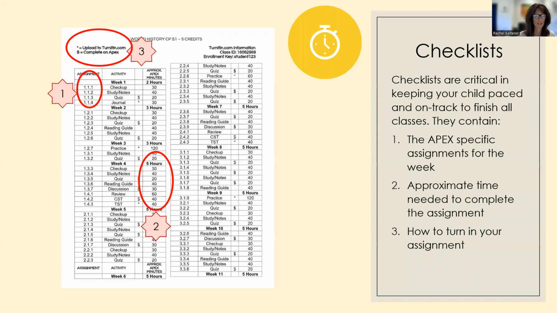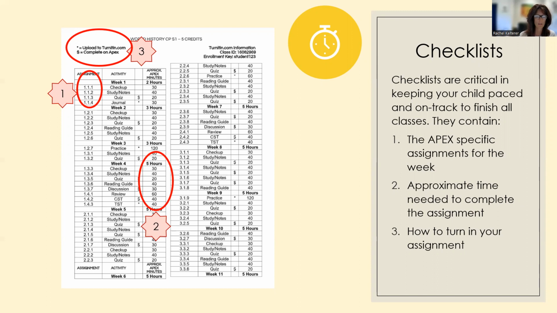Now let's take a closer look at the checklist. The checklists are critical in keeping your student paced and on track to complete all of their assignments by the end of the semester. By the number 1, you will see the assignments that a student needs to complete for week 1 in this class. The teacher may write 1.1.1 to 1.1.4 on the assignment sheet, or they may write complete week 1 assignments, and the student would know that they need to complete 1.1.1 to 1.1.4.